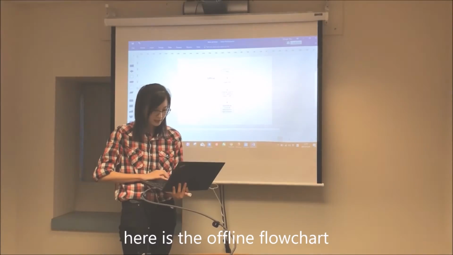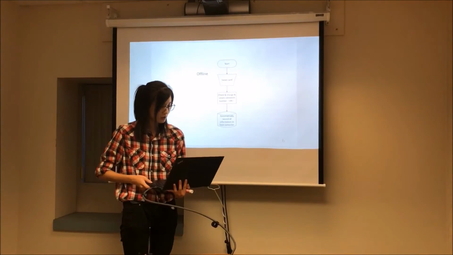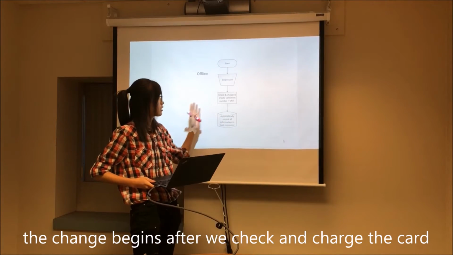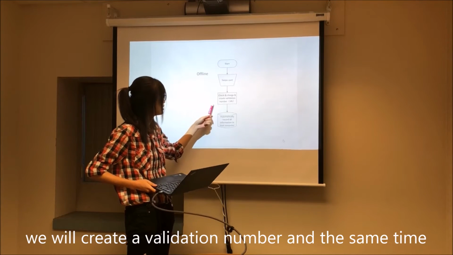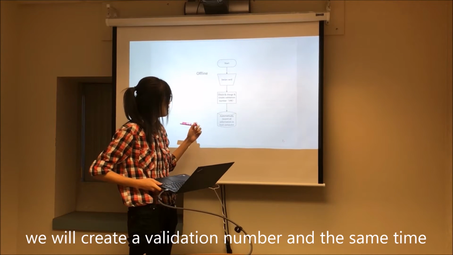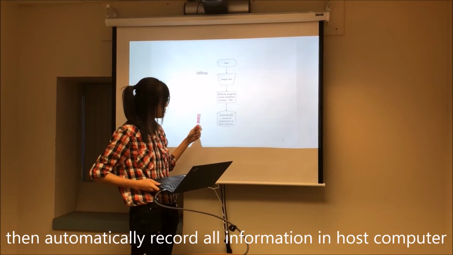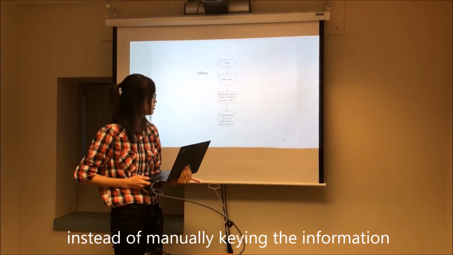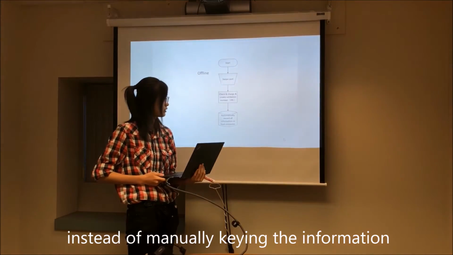Here is the offline flowchart. The change begins after we check and charge the card. We will create a validation number at the same time, and then automatically record all information in the host computer instead of manually keying in the information.